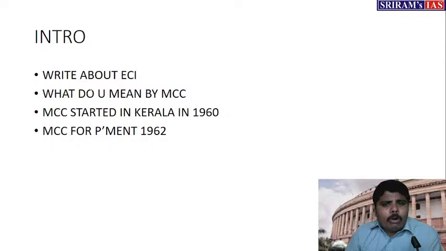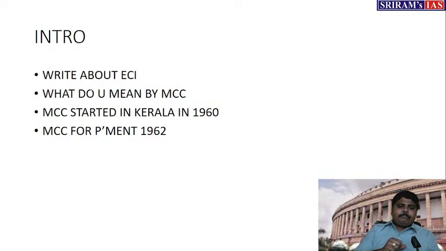Then what to write will come to you automatically. I'm pretty well sure on that. At least you will have a grip relating to what not to write. So here, write about ECI, Election Commission of India. So ECI is a constitutional body.